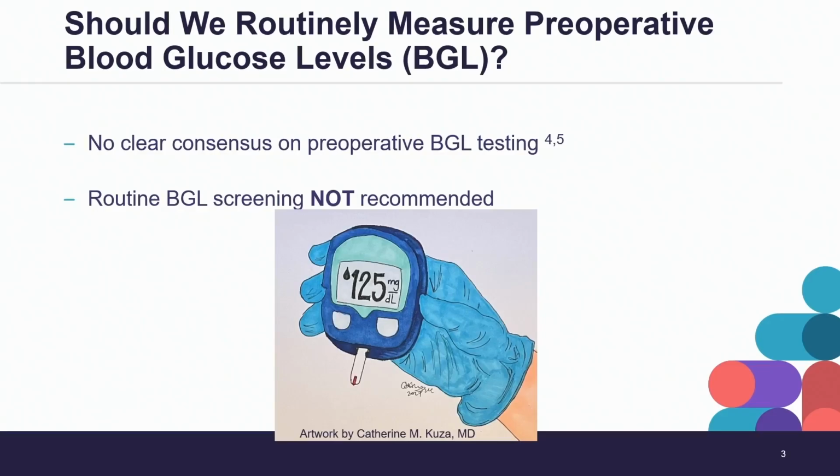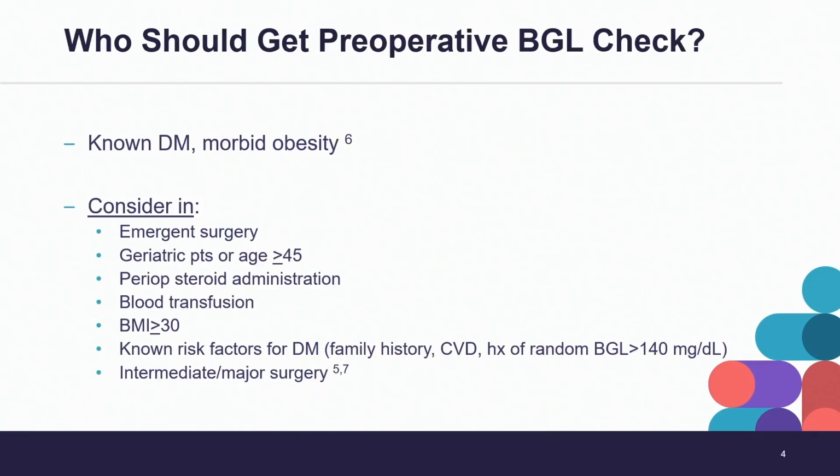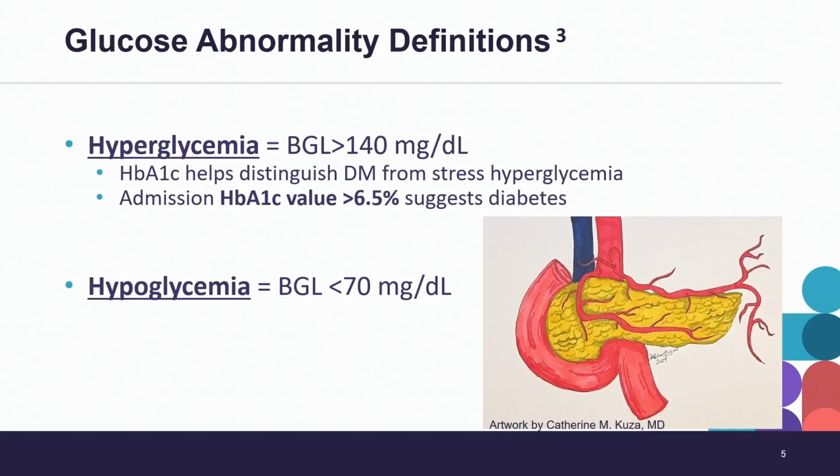So basics. Should we be testing blood glucose in everybody? Short answer is no. So who should be getting it preoperatively? Anybody with known diabetes, pre-diabetes, or morbid obesity. You can consider checking it in patients undergoing emergent or urgent surgery, patients above the age of 45, anybody on chronic steroids or perioperative steroid administration, BMI of above 30, and then known risk factors for diabetes.